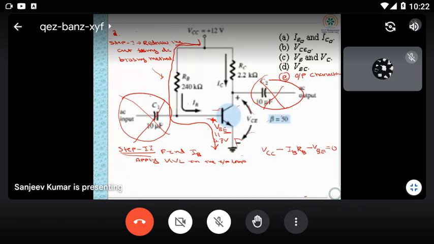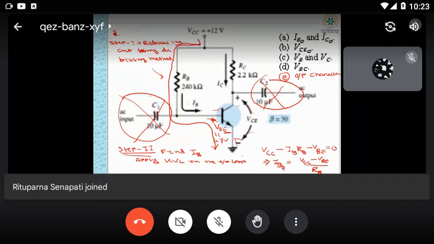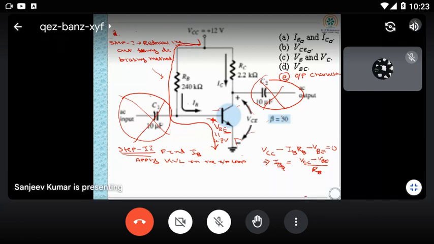Are all agreed with me, or any deviation? Then you have to find out IB. IB is equal to VCC minus VB divided by RB. Hello, am I audible? Yes, sir. Okay. So this is your IBQ. In the circuit, using the different available sources and resistance values, you have to find the input current. Okay, this is your step 2.